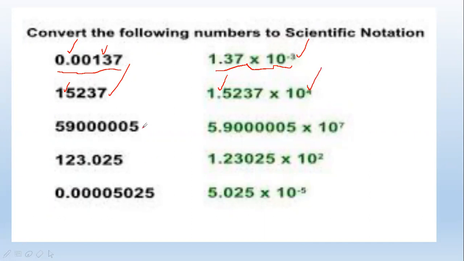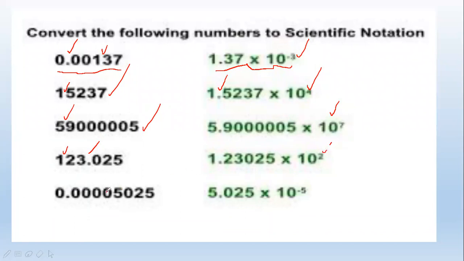Power must be positive here. This is the decimal place, shifting towards left, so the power should be taken positive. Again, this is the decimal place, shifting to the left, so the power should be positive.